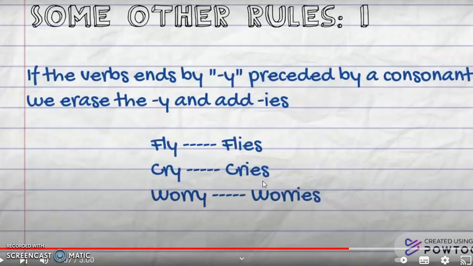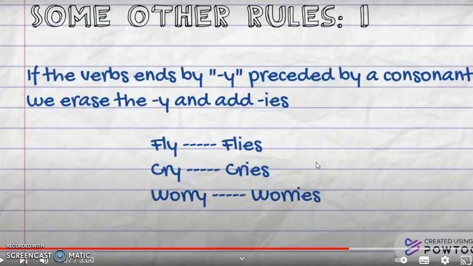In this case, we have the letter Y. If the verb ends with this letter, we have to erase it, and we add this ending, IES. Fly, flies. Cry, cries. Worry, worries. Okay, another example, lie, lies.